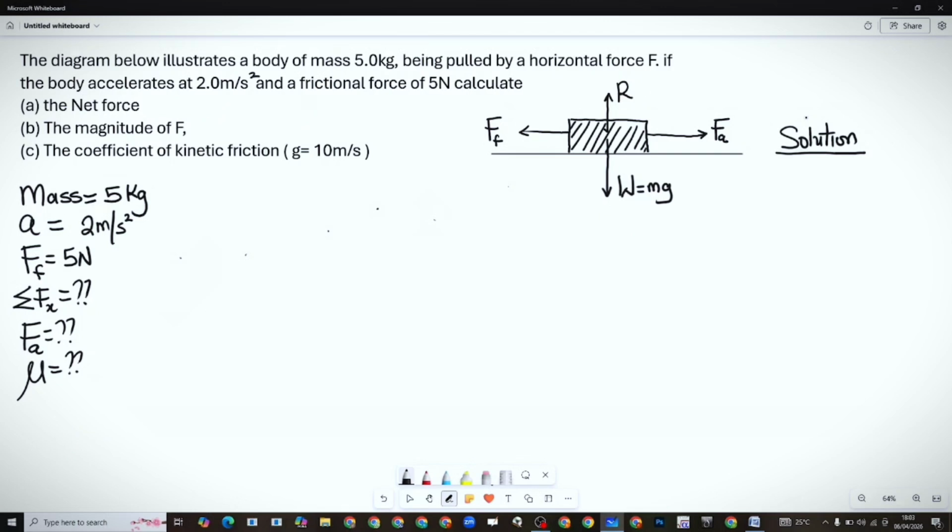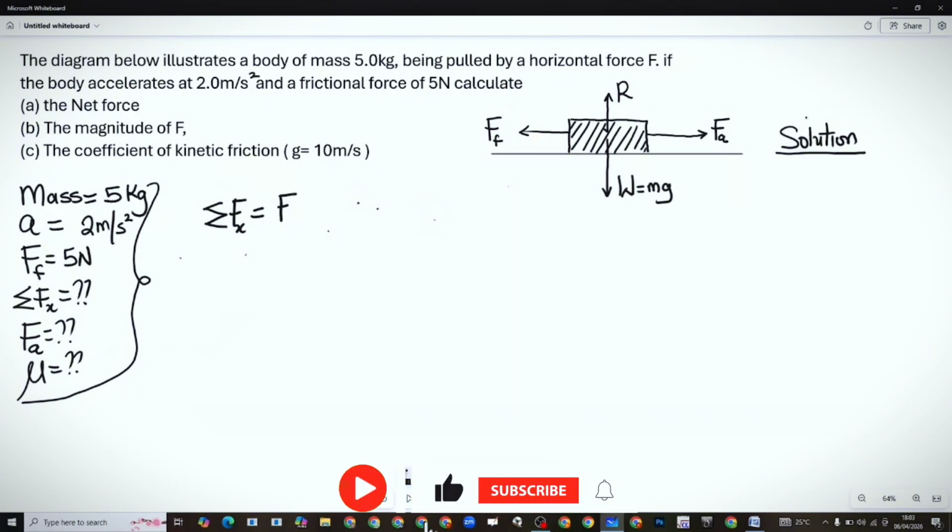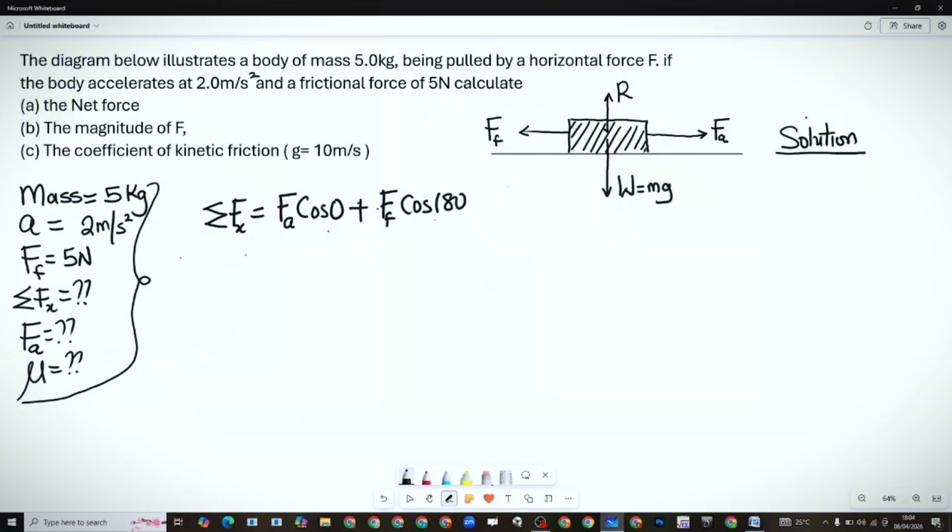All right, so let's just go straight to the question. These are the parameters that were given. All of these are our parameters. Let's start solving. The first thing we need to do is put down our equation. The first equation that I taught you guys was the summation of F is equal to F_A, the applied force, cos 0, plus F_F, the frictional force, cos 180.